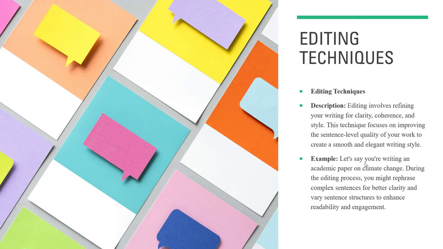Editing involves refining your writing for clarity, coherence, and style. This technique focuses on improving the sentence level quality of your work to create a smooth and elegant writing style. Example, let's say you're writing an academic paper on climate change. During the editing process, you might rephrase complex sentences for better clarity and vary sentence structures to enhance readability and engagement.